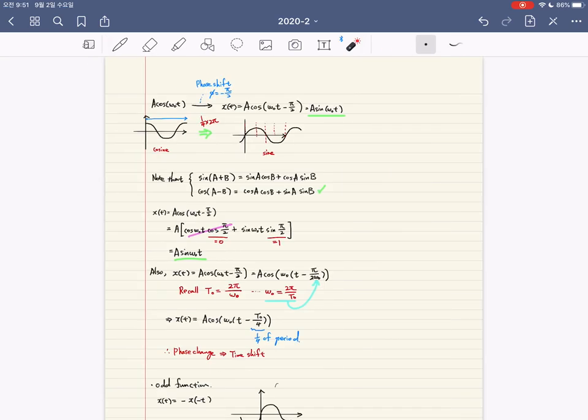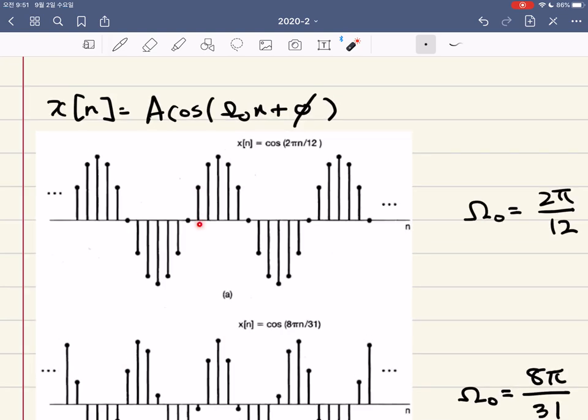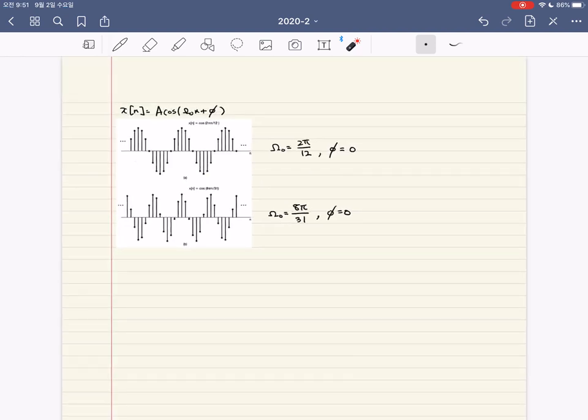And also, if you compare to the continuous time sinusoidal signal, you only have the values at integer points. Okay, so there are no values between the integers, so you only have the integer part for the discrete time signal case. Okay.